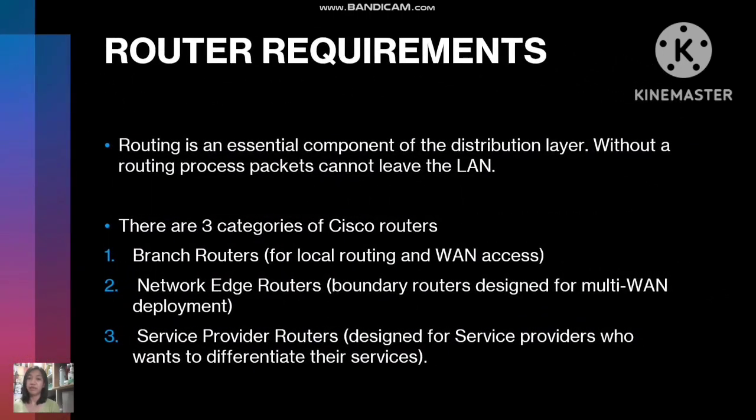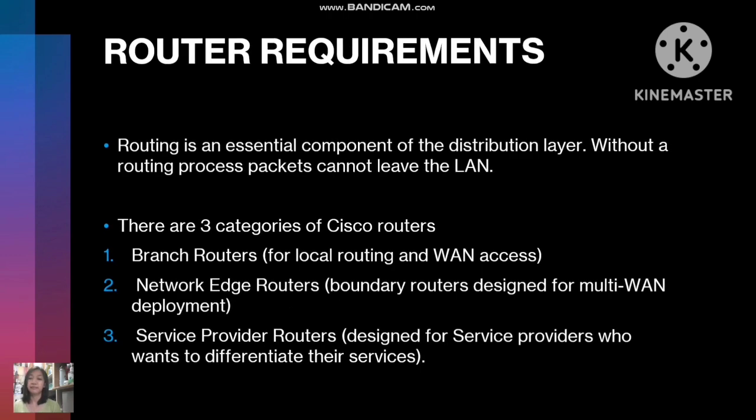Now we have the router requirements. Routing is an essential component of the distribution layer. Without a routing process, packets cannot leave the LAN. There are three categories of Cisco routers: the branch routers, network edge routers, and the service provider routers.